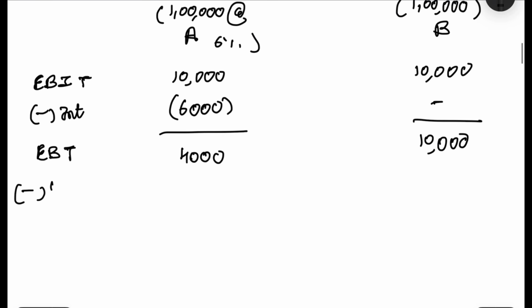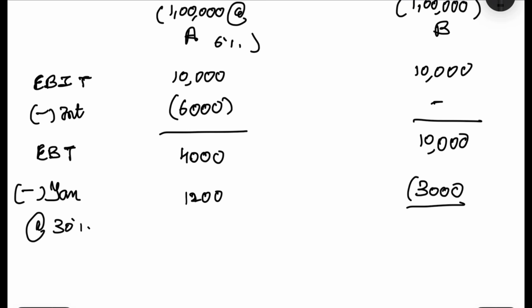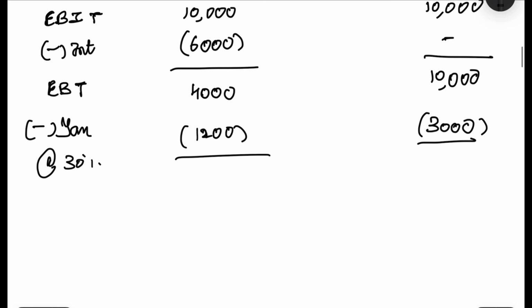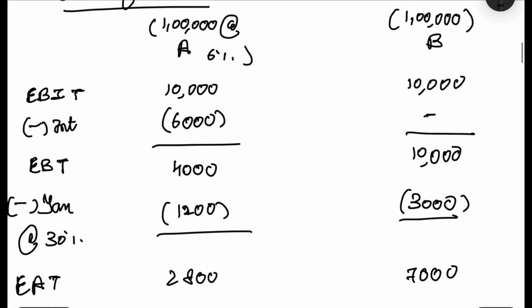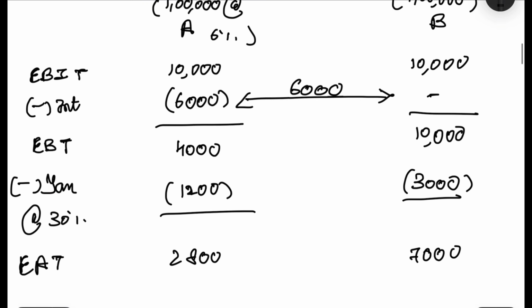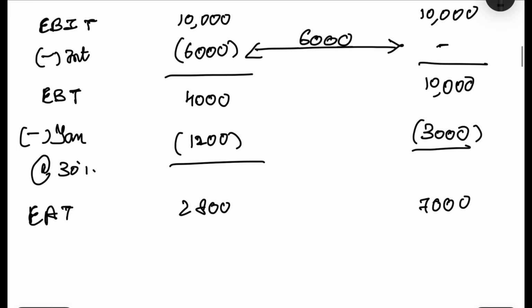Then when we subtract tax at the rate of 30%, we get 1,200 here and 3,000 here. And when we see the net amount, which is EAT, earnings after tax, we get 2,800 and 7,000. So when you observe, the difference between interest expense of both the companies is 6,000 rupees. So anyone would say that the difference between the profits of the companies would be 6,000 rupees net. But when we observe the earnings after tax, the difference is 4,200 rupees. This is due to the 1,800 rupees difference in the tax amount.